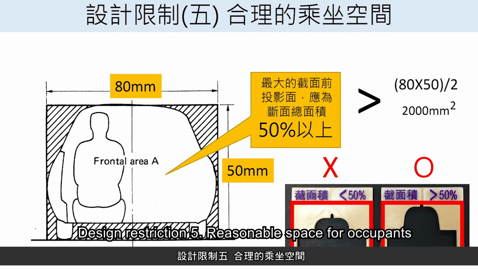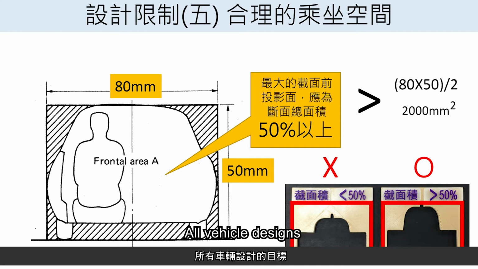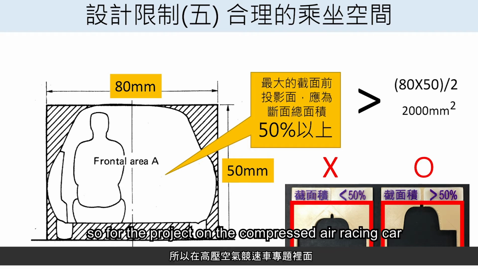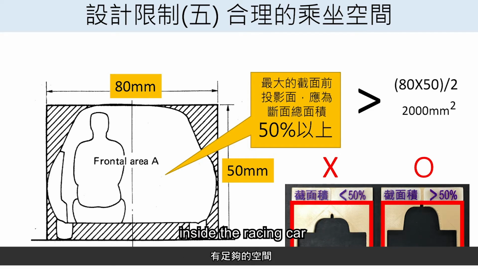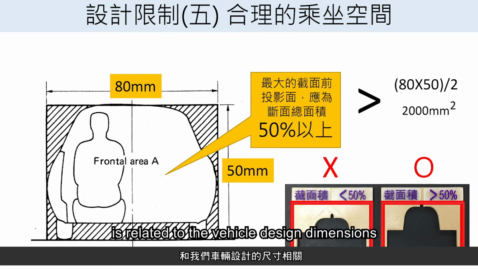Design restriction 5. Reasonable space for occupants. All vehicle designs must consider the space for the occupants. This includes racing cars. So for the project on the compressed air racing car, we must consider having enough space inside the racing car for the driver to fit in. The method for inspection is related to the vehicle design dimensions.